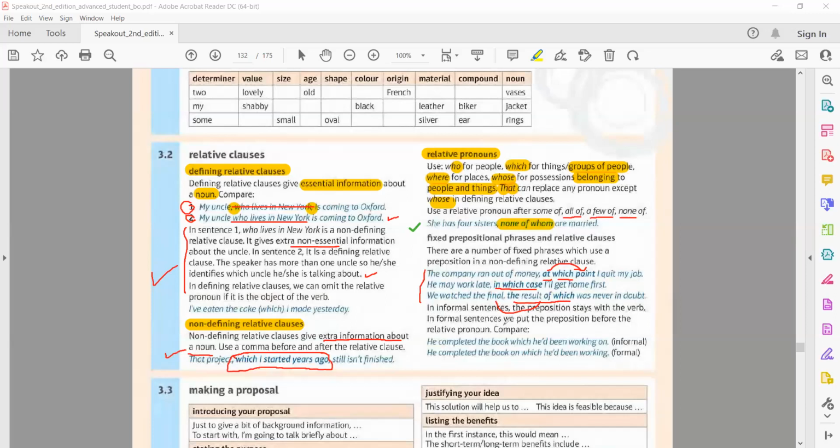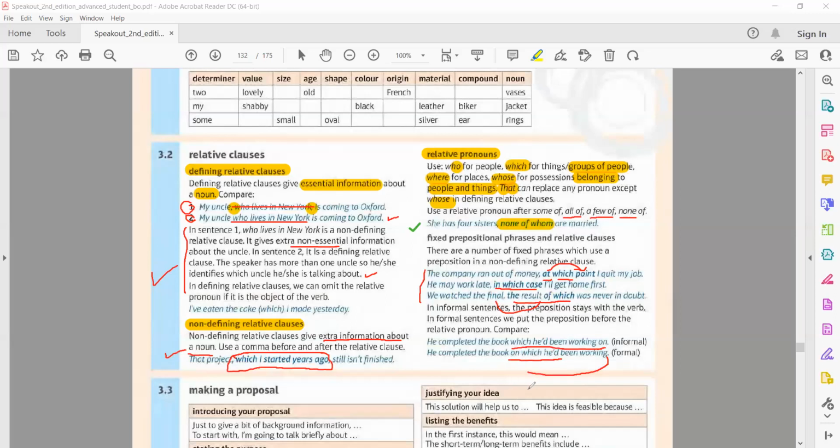In formal sentences, we put the preposition before the relative pronoun. Let's see, for example, the first one is informal: He completed the book which he'd been working on. I believe this is the one we mostly use. Look here, the formal one: He completed the book on which he had been working. The preposition shifted from after the verb to before the relative pronoun.